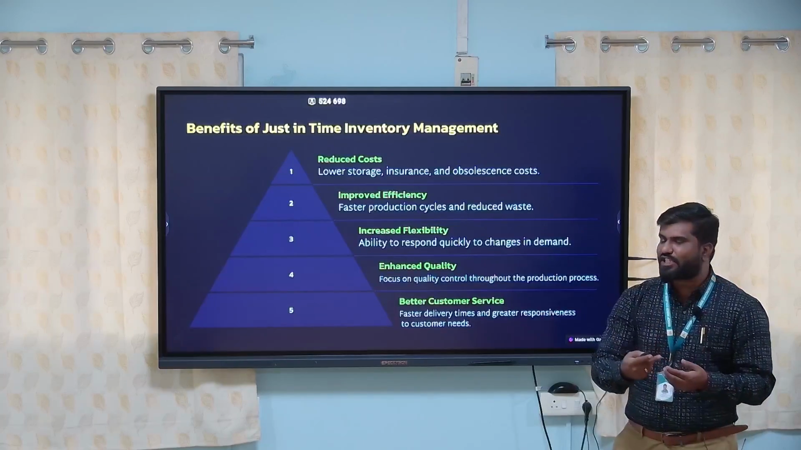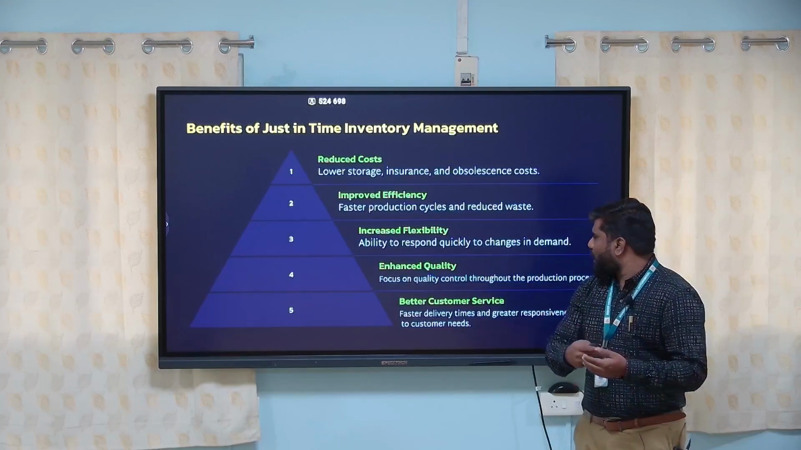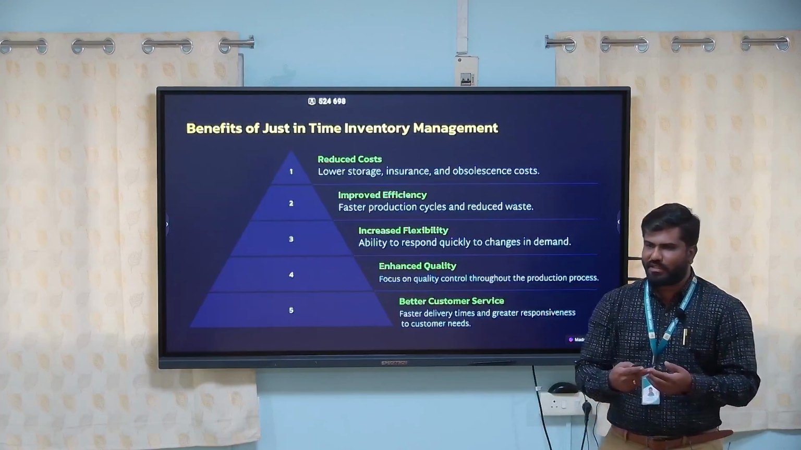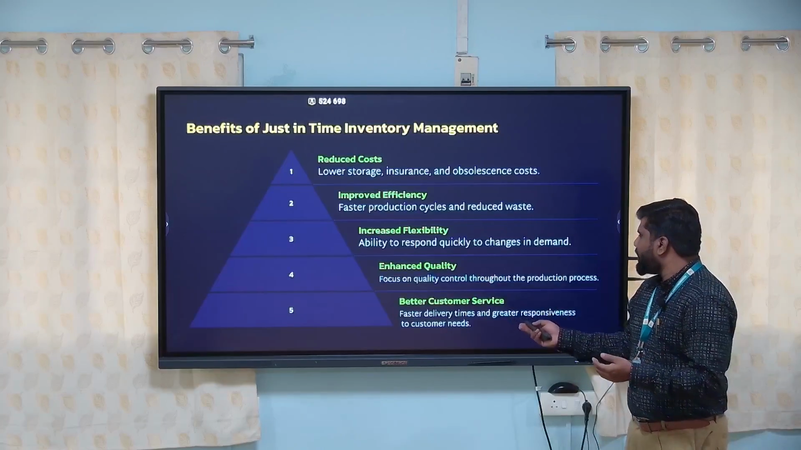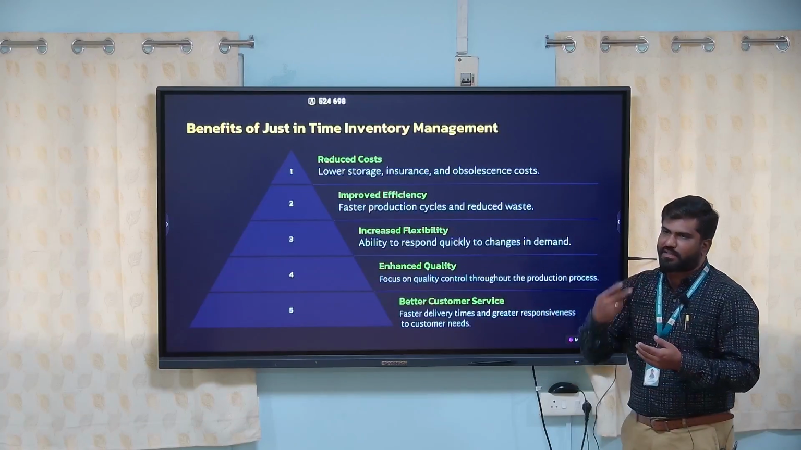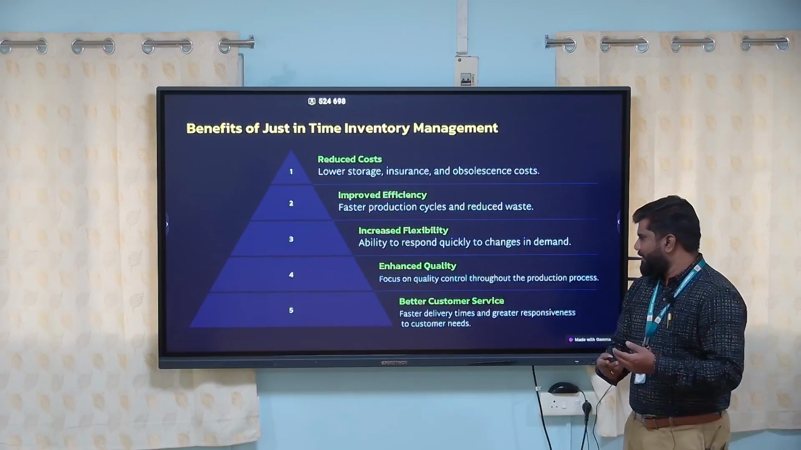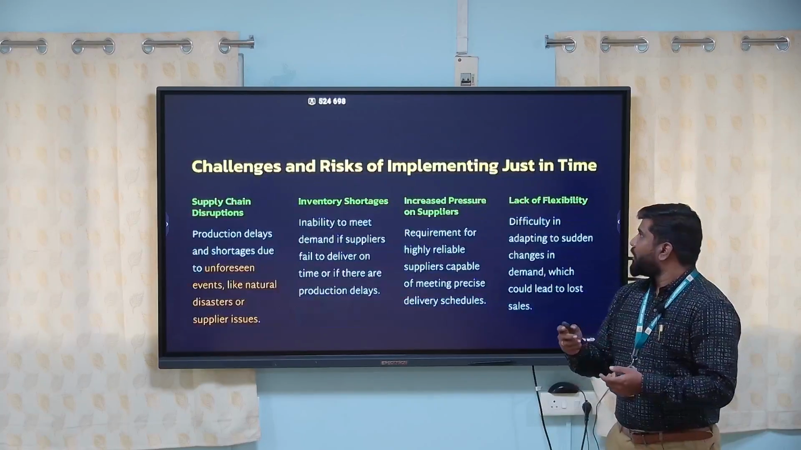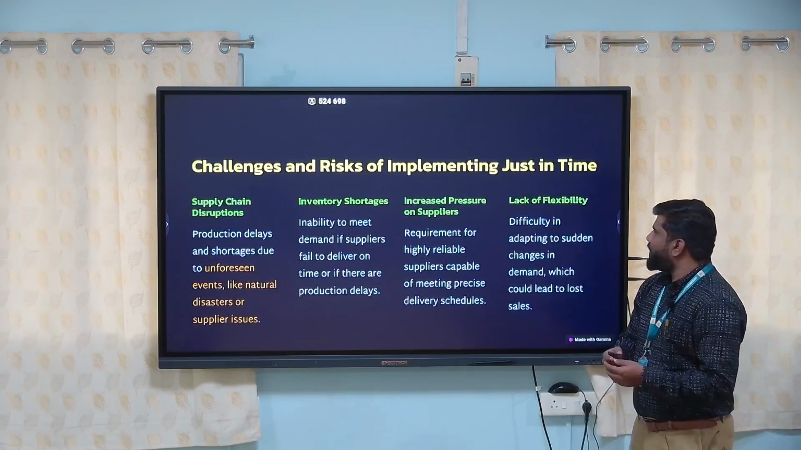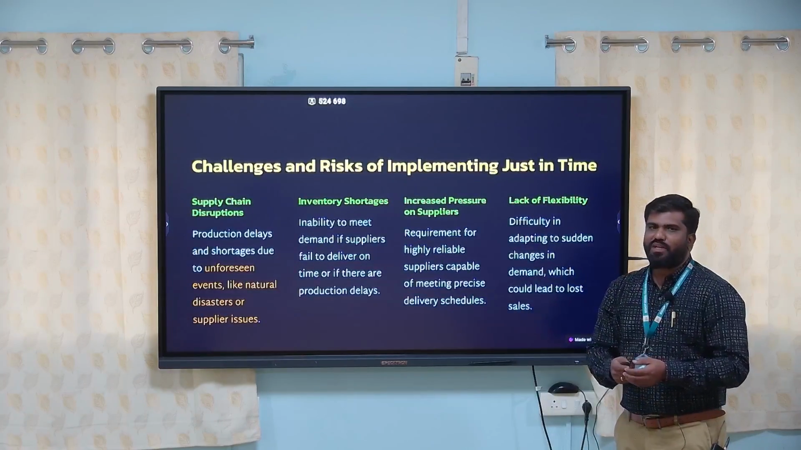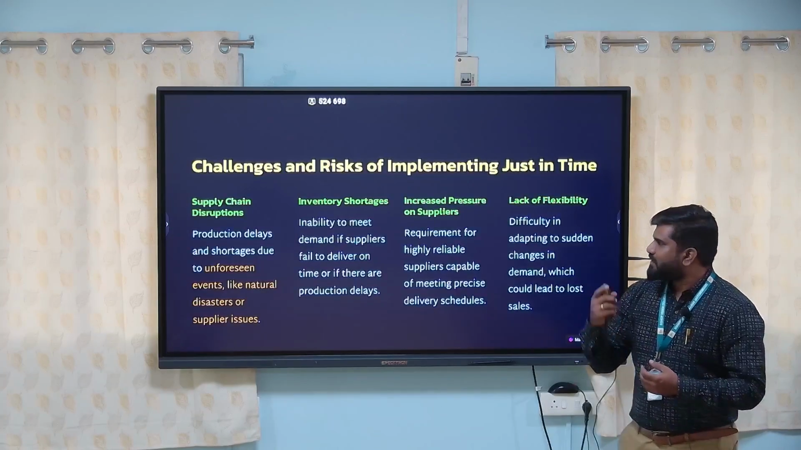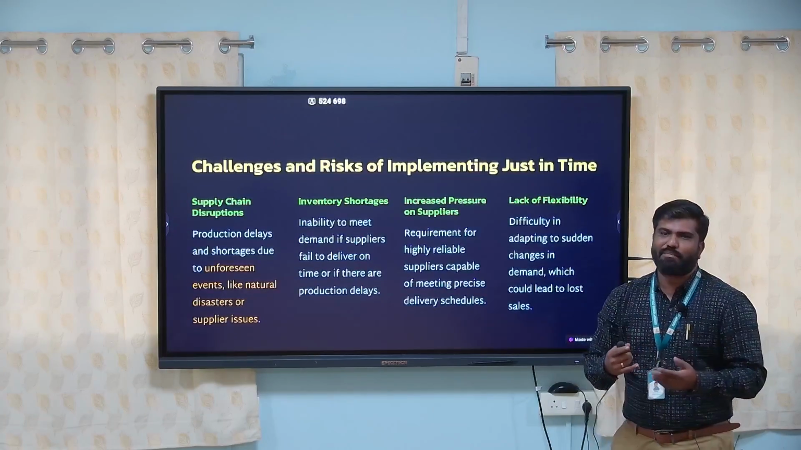Then enhanced quality, with a focus on quality control throughout the production phase. Then better customer service too. The faster we produce, the faster we deliver. So faster delivery. Now, the challenges and risks of implementing just in time. What are the challenges we face? Supply chain disruptions. What kind of supply chain disruptions?